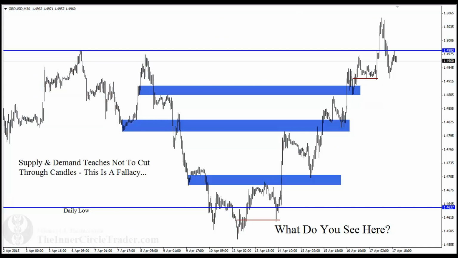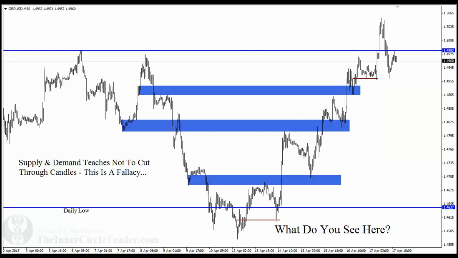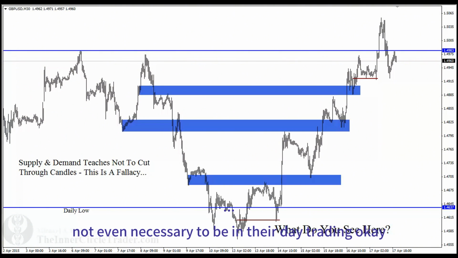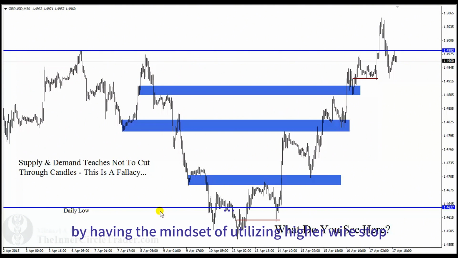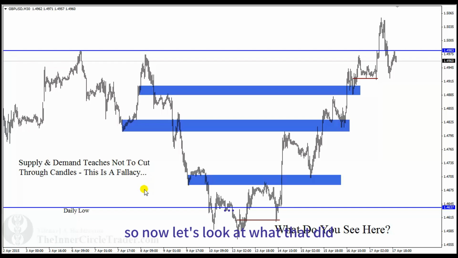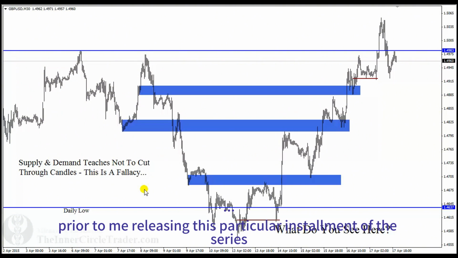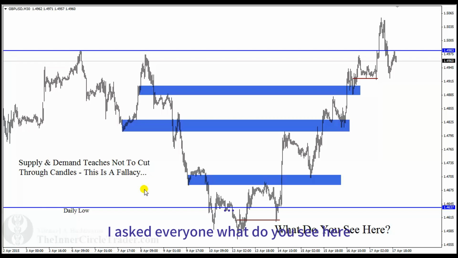Okay, this is one of the tweets I sent out last week prior to me releasing this particular installment of the series. I asked everyone, what do you see here? And it was prior to this move up we were just disclosing. But I mentioned again at the time that supply and demand, which is a concept that's pretty popular these days, is not giving you everything, and it does not give you institutional order flow. It does not give you institutional perspective. It just gives you part of it, okay?